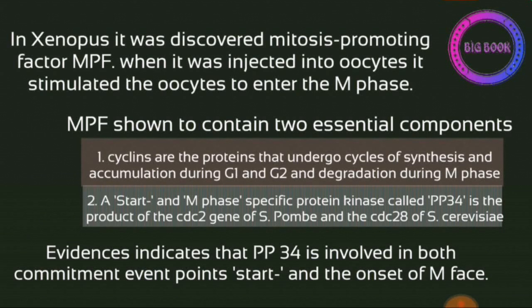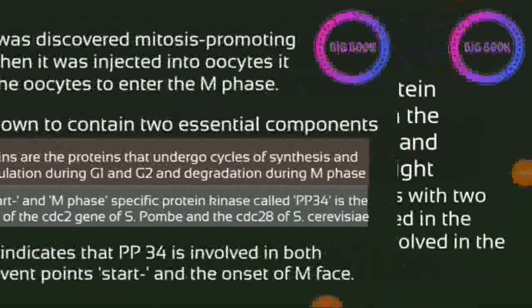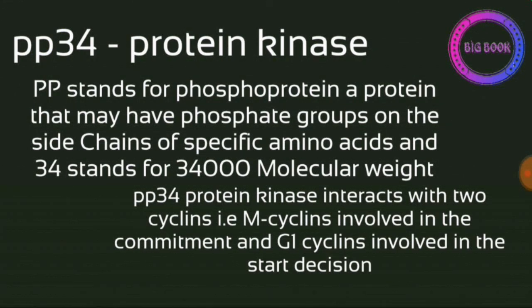The other component is a specific protein kinase called PP34, which is the product of the CDC2 gene of Schizosaccharomyces pombe and the CDC28 gene of Saccharomyces cerevisiae. Here there are two essential components which help stimulate the oocytes to enter the M phase: one is cyclins, and the other is the PP34 protein kinase. PP stands for phosphoprotein, a protein that may have phosphate groups on the side chains of specific amino acids, and 34 stands for the 34,000 molecular weight of this protein.